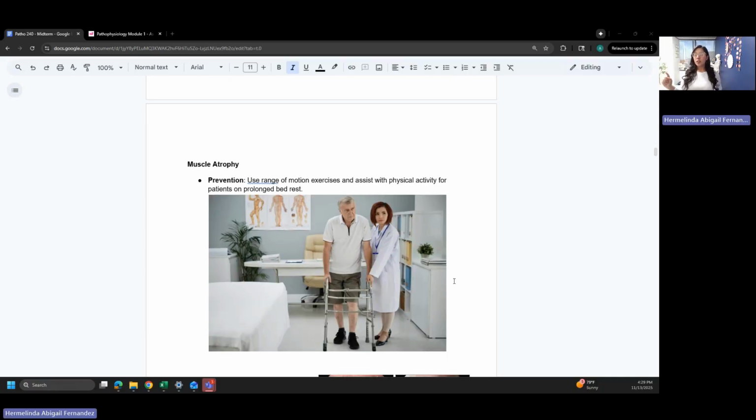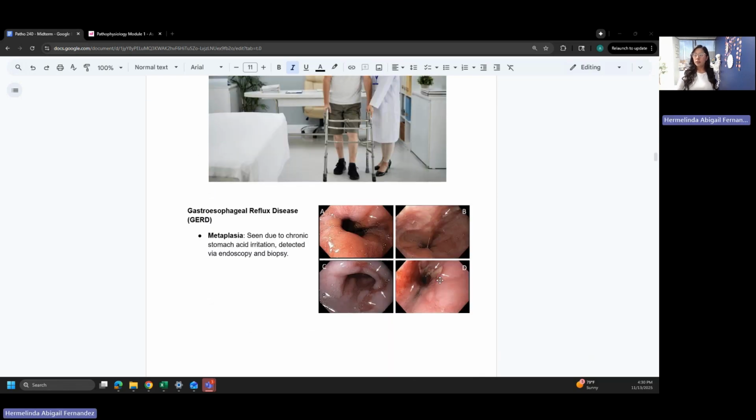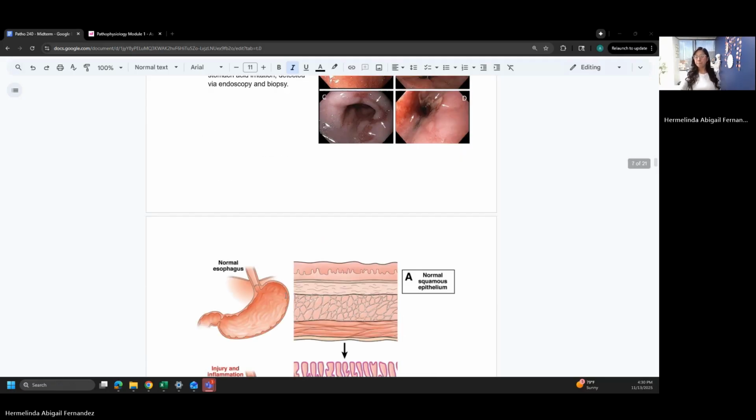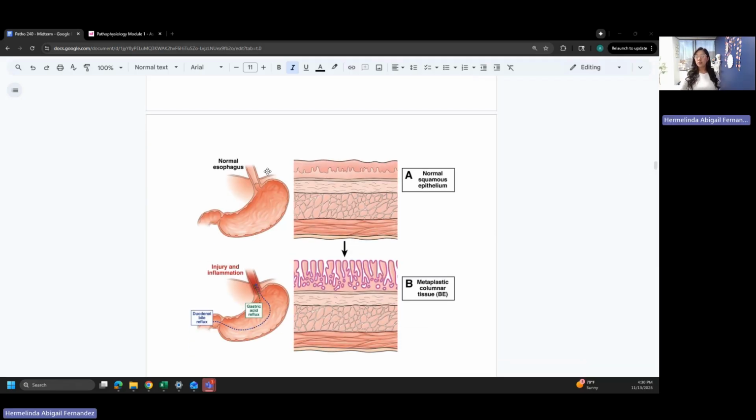Muscle atrophy. The prevention of this is making sure you're getting your patient up, making sure they're using range of motion exercises, participating in physical activity, and not being on bed rest, right? GERD, gastroesophageal reflux disease. Metaplasia is seen during chronic stomach acid irritation. The way we detect this is through an endoscopy and then getting a biopsy, okay? Here we have a normal esophagus and then that injury or inflammation, okay?